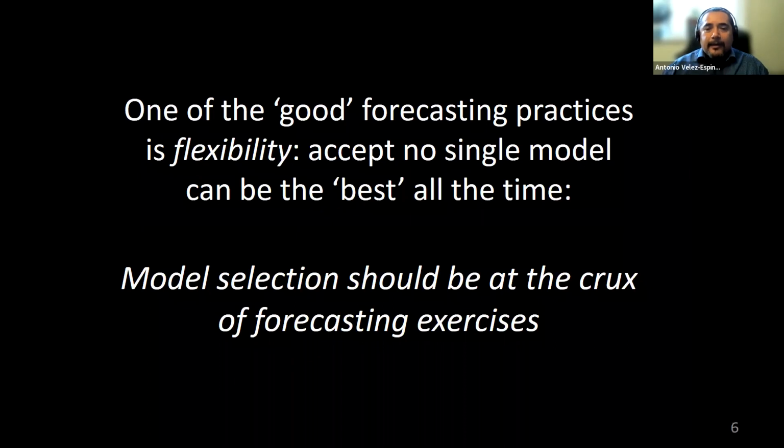And I'm highlighting this particular attribute, which is one of the good forecasting practices: flexibility. That means that it's important to accept that no single model is going to be the best at all times. I know that as we start doing this kind of work in our agencies or wherever we work, we kind of develop particular attachments with the forecasting approaches that we are using, right? But it's important to recognize this flexibility attribute, that there is no single model that is going to be the best all the time. So based on that, model selection should be at the very heart of forecasting exercises. And that's one of the aspects of ForecastR that we have developed to a very good level now.